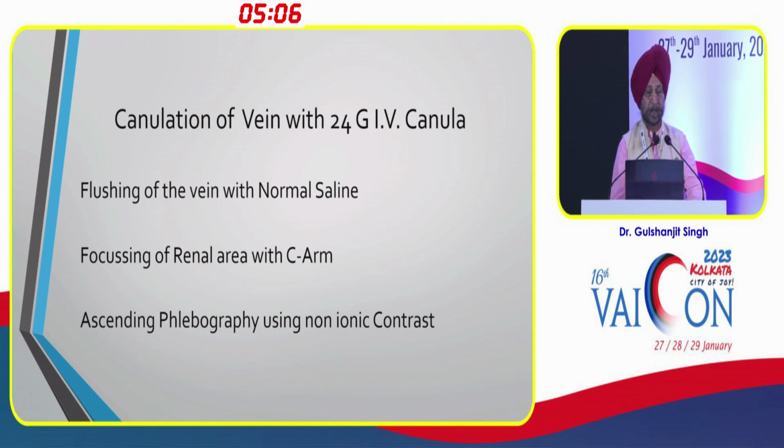After cannulating the vein, we flush the vein with normal saline. Then we focus the renal area with the C-arm after putting a metallic marker. After that, we inject a contrast into the vein. So we perform ascending phlebography using non-ionic contrast. The amount of contrast which we inject is the amount of sclerosant we have to use. So this will give a rough idea of how much sclerosant we have to use, because we have to see that the contrast doesn't enter the renal vein.